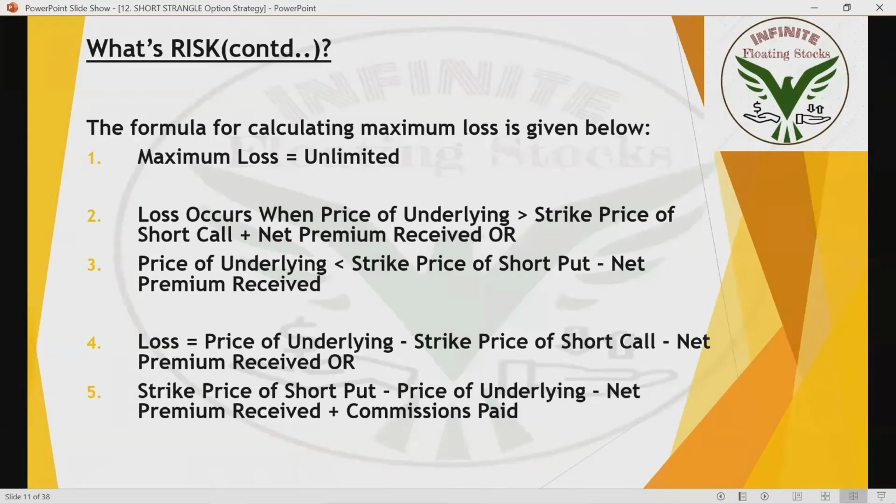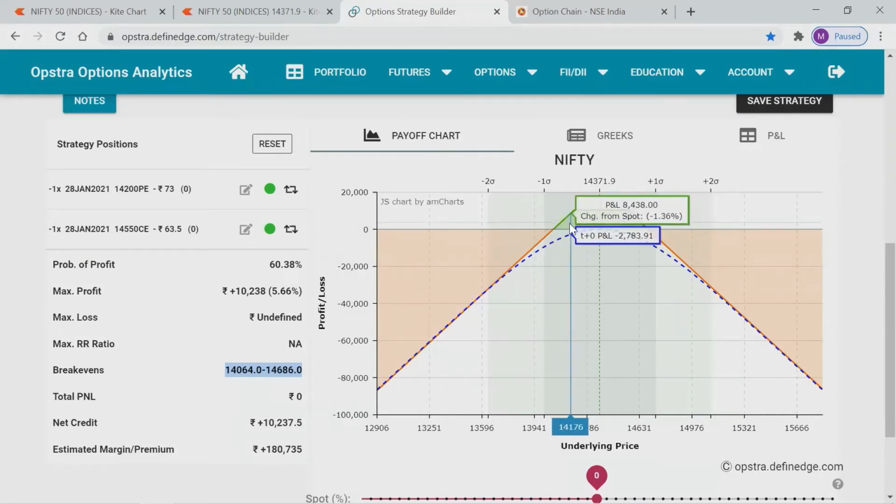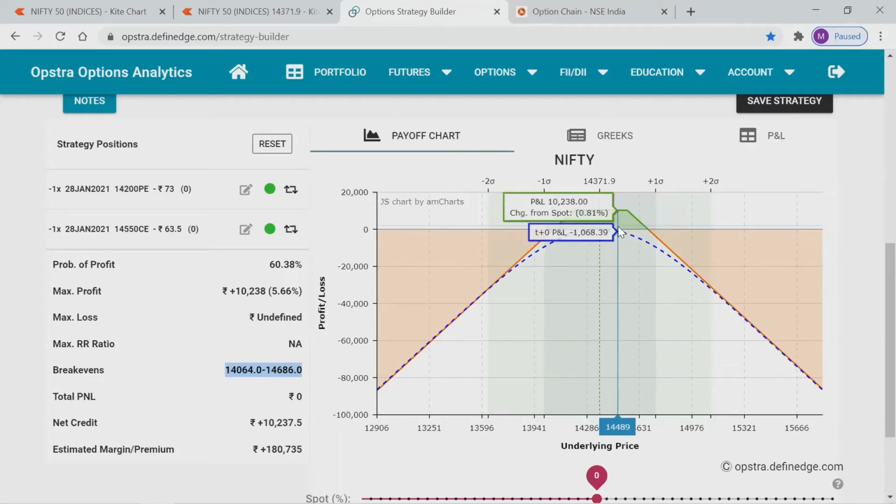All right. So ignore this formula. Have a look at a payoff diagram. You'll understand everything. Look at if market is staying at 14,158, look at your profits. It's 7,088. If it is staying at 14,494, your profits will be 10,238.